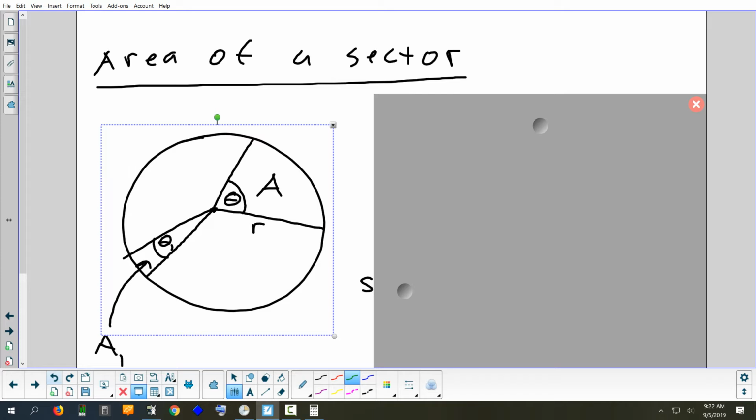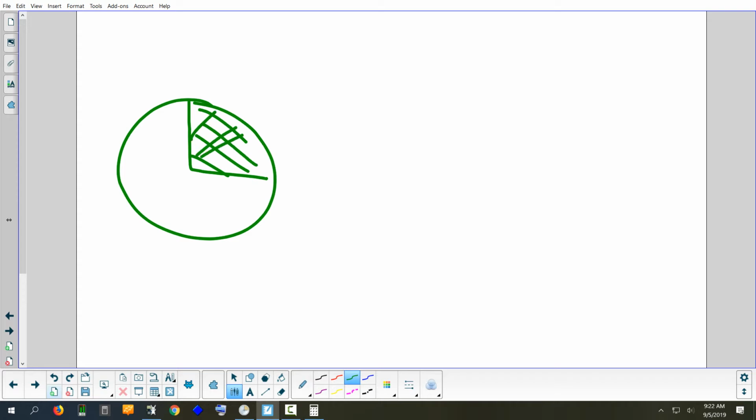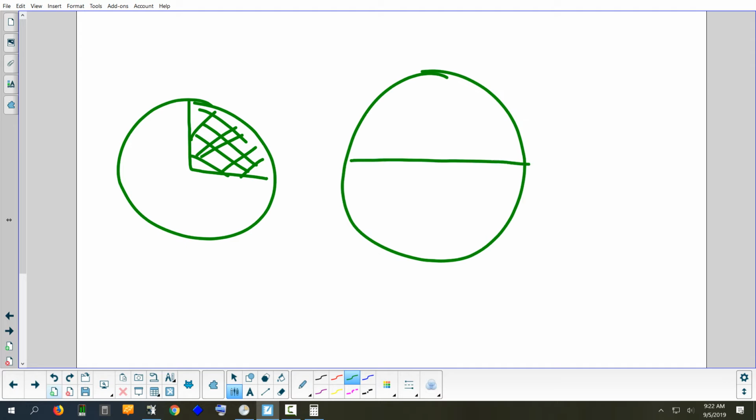If I double the size of that angle, do you think it would double the size of the area? Think about if you had, here's a 90 degree angle, takes up that much area. Okay. Here's a 180 degree angle. I doubled the size of the angle. Did the size of the area double? Yeah. So they are directly proportional.